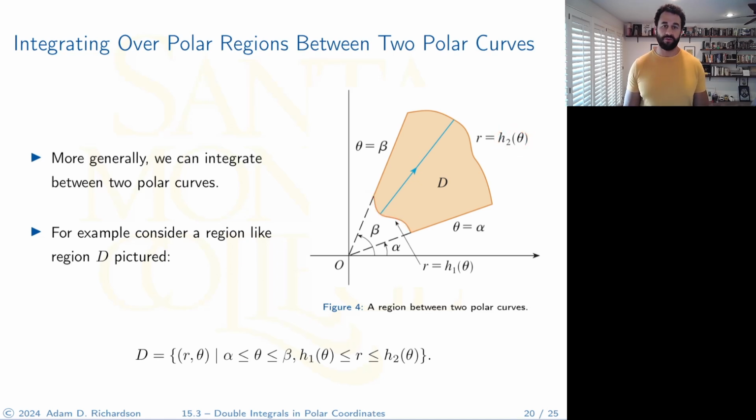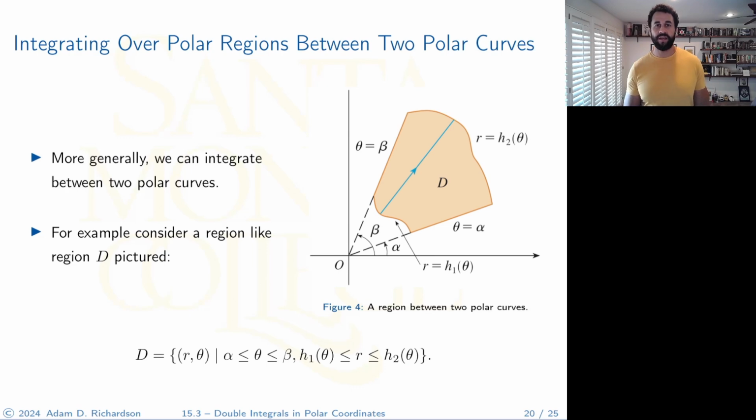So let's start with a region that looks like this. So consider this region D. We can describe it like so. Theta goes between alpha and beta, and our r goes between these two curves which depend on theta. Just like a good old polar curve from back in Calc 2.